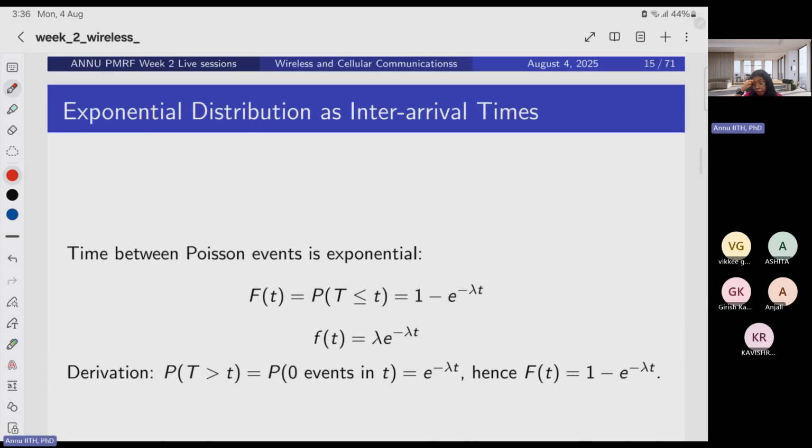An exponential distribution is a continuous variable type. The time between Poisson events is exponential, whereas the Poisson count itself is discrete in nature. Suppose a dengue patient comes here, and then another comes here. So the time difference is actually exponential.